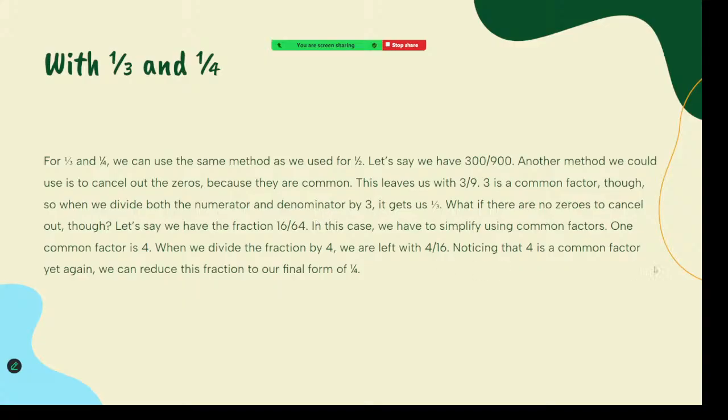But let's use something a bit bigger, 4. If we divide the fraction 16 over 64 by 4, 16 divided by 4 is 4, and 64 divided by 4 is 16. Now we are left with 4 over 16. Noticing that 4 is a common factor yet again, we can reduce this fraction to our final form of 1/4. 4 divided by 4 is 1, and 16 divided by 4 is 4. This is the final simplified fraction, 1/4.